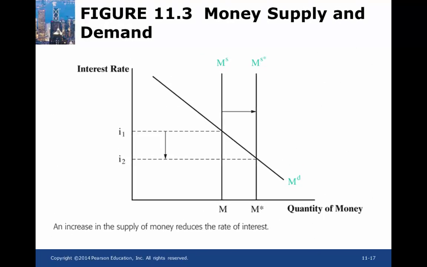Figure 11.3, money supply and demand. You can see here, as the central bank increases the money supply, it shifts to the right. Here money supply is vertical because money supply is fixed by the central bank, and demand for money has a negative slope. An increase in the supply of money reduces the interest rate.